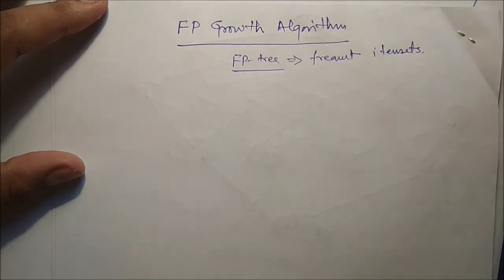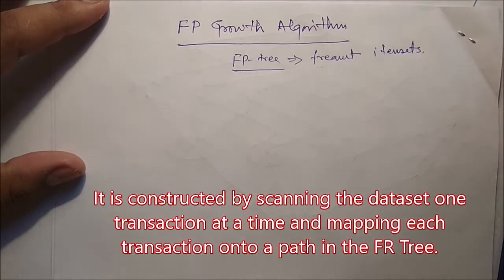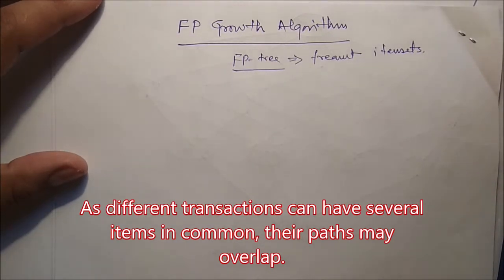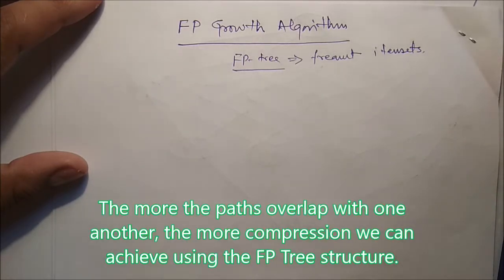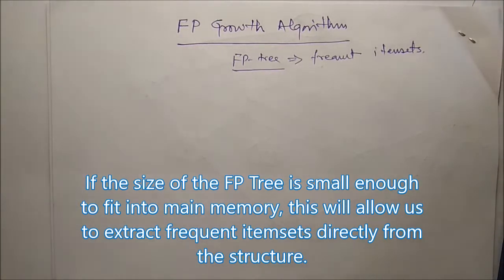Now, the representation or characteristics of the FP tree. It is a compressed representation of the input data. It is constructed by reading the dataset one transaction at a time and mapping each transaction onto a path in the FP tree. As different transactions can have several items in common, their paths may overlap. The more the paths overlap with one another, the more compression we can achieve using the FP tree structure. If the size of the FP tree is small enough to fit into main memory, this will allow us to extract frequent items directly from the structure.